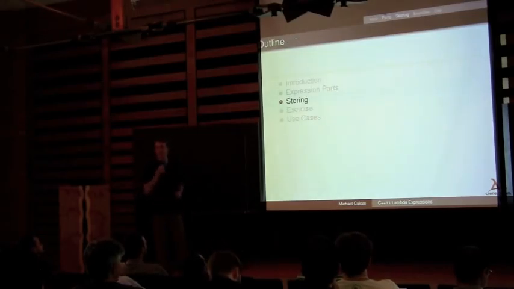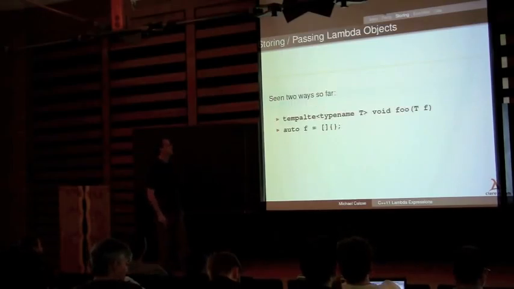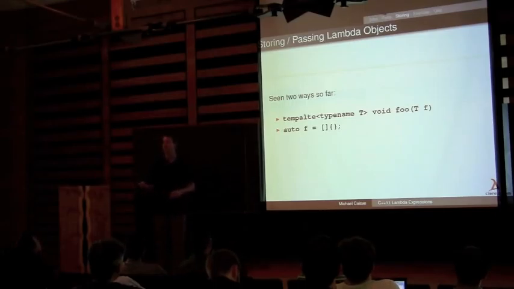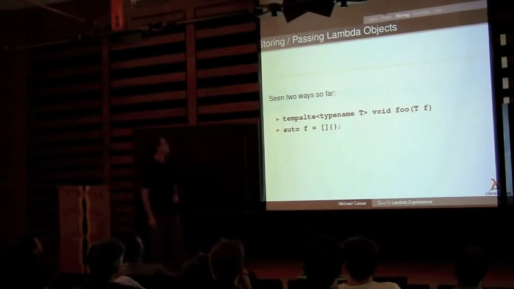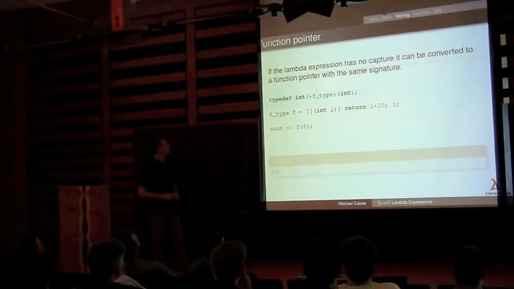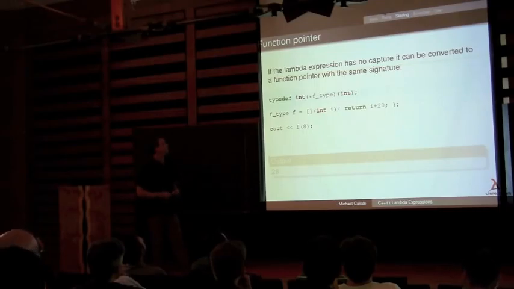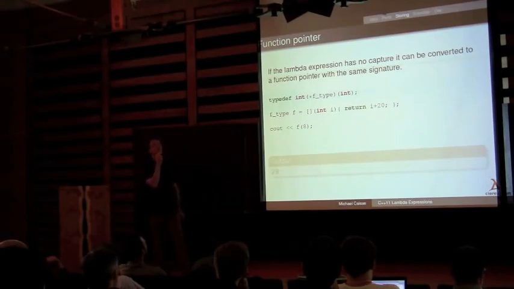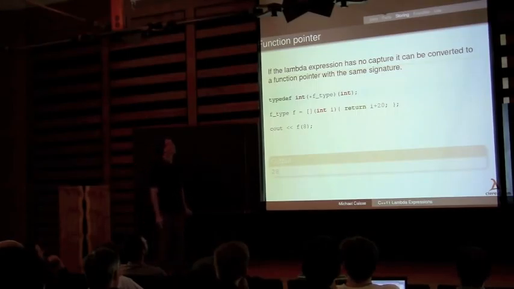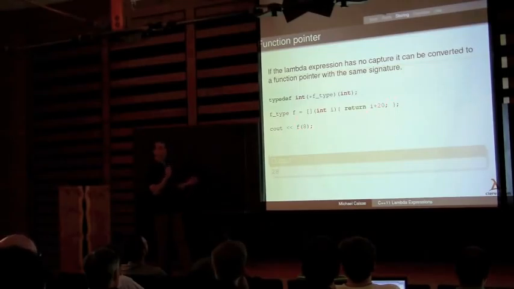Let's talk about storage. We've already seen two different ways where we can have a type name of T and make assignments. The other is auto, which is wonderful. If the lambda expression has no capture, then it can be converted to a function pointer with the same signature. And since all of us love writing C-style function pointer typedefs, I'm sure we'll be doing a lot of this. So, F-type, make the assignment, treat it like it's a function, and then call it.